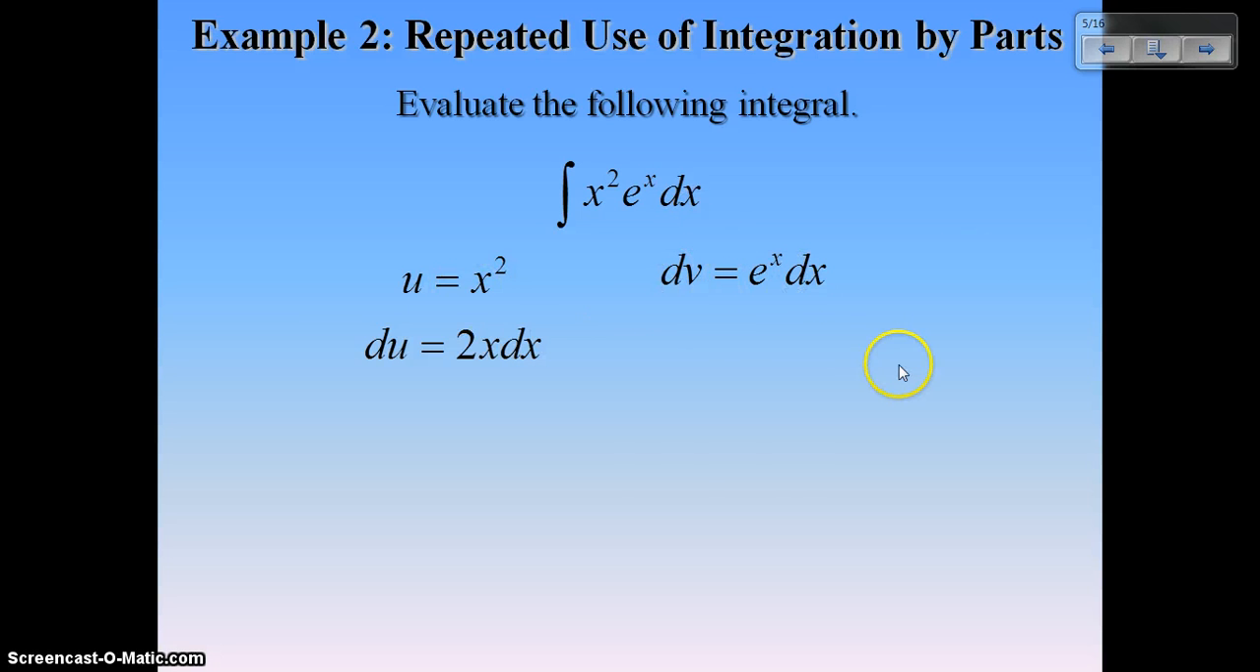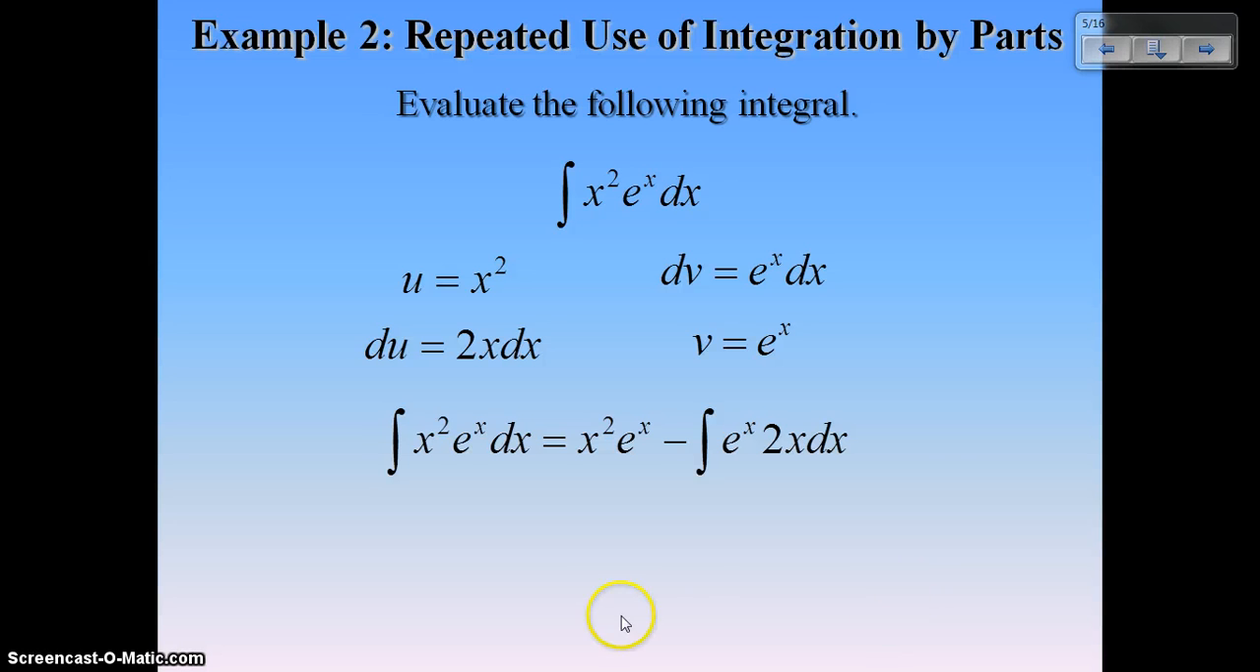Well, the integral of e to the x is e to the x. It doesn't change. uv minus the integral of v du will look like this. Now this x squared e to the x part is finished. However, this part is not, because I still cannot take the integral of e to the x times 2x. It's not a u substitution. There's no simple rule for that, so I have to do integration by parts again.